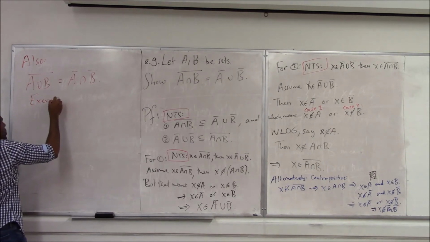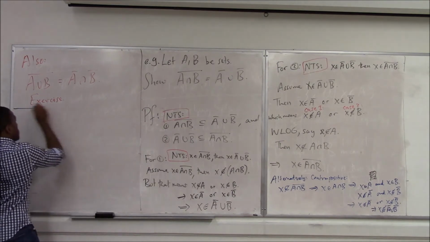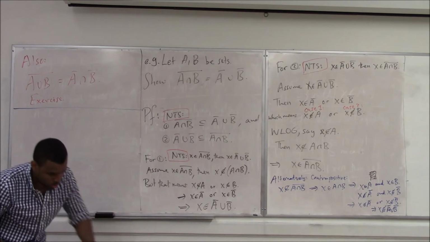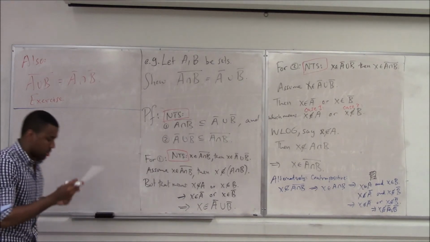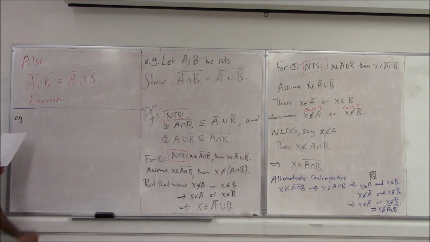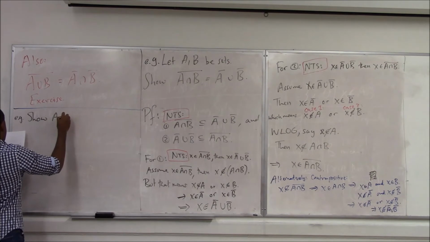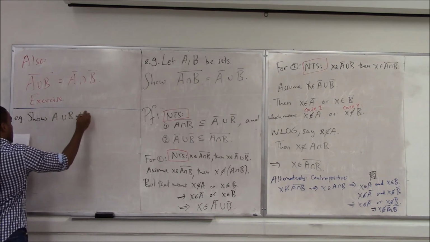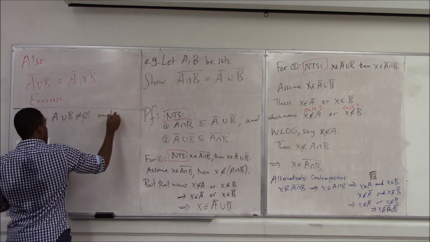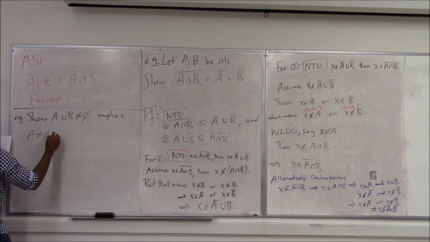It's probably actually in your homework, but I don't remember. But let's move on to another example. I just want to do a bunch of examples so you're used to manipulating these things. Show A union B is not empty implies either A is not empty or B is not empty.